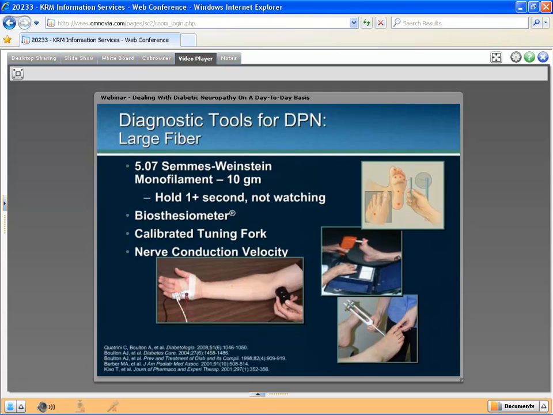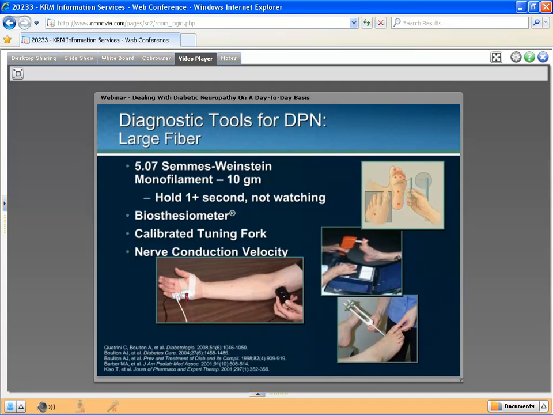If the patient doesn't say, yes, I feel that, you give them a second chance. And of course, you say no peeking. You want them to look away so they're not anticipating. And in fact, I suggest you go in a random order so they don't anticipate where you may touch next.